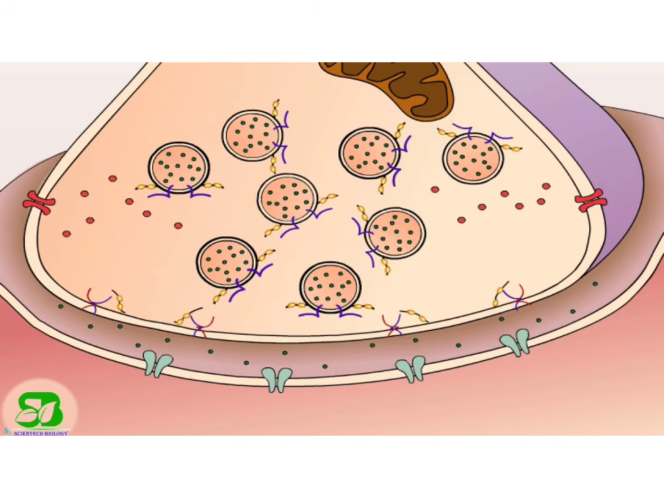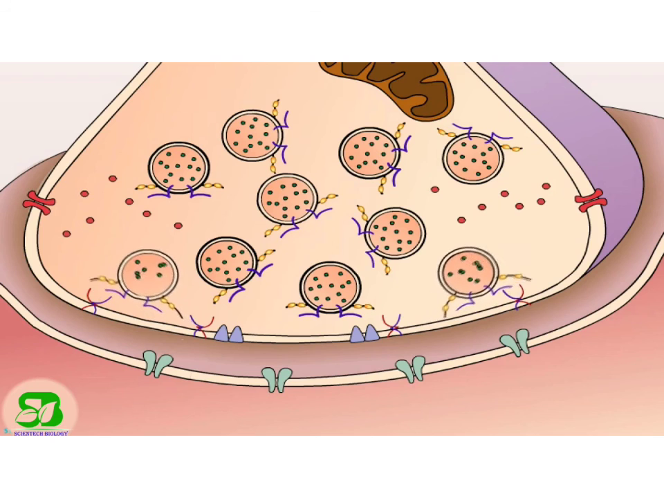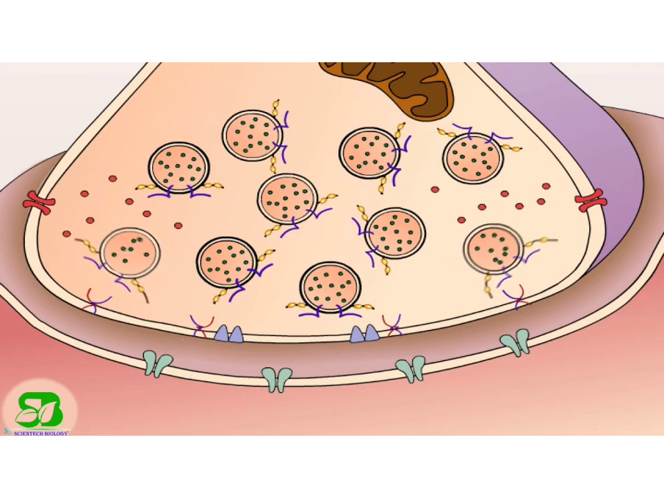Not all transmitters are broken down by enzymes in the synaptic cleft. Many transmitters are rapidly cleared from the synaptic cleft by being taken up into the presynaptic terminal by special proteins called transporters. This process is known as reuptake. Reuptake allows the terminals to recycle the transmitter molecules. The membrane needed for creating synaptic vesicles is also recycled. The recycled vesicles are refilled with neurotransmitter molecules and are ready for another round of synaptic transmission.